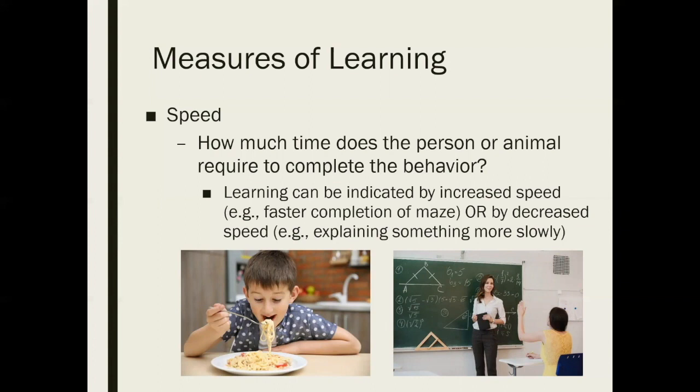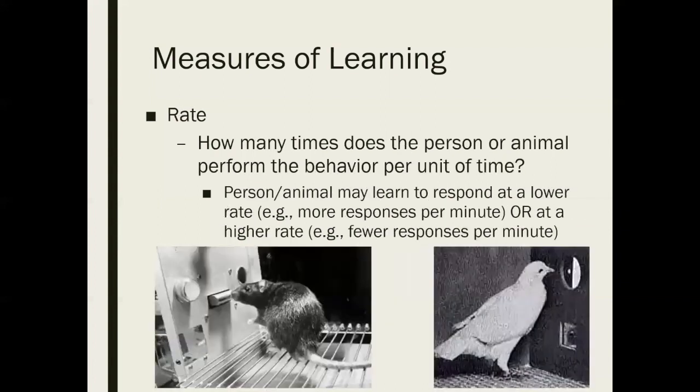And another example of learning as a reduction in speed would be a teacher learning to take more time to explain a concept in class so that students get a clearer and more complete understanding of it. Okay, so the speed of a behavior often changes as a result of learning, and the rate at which a behavior is performed is another way to measure learned changes in behavior.